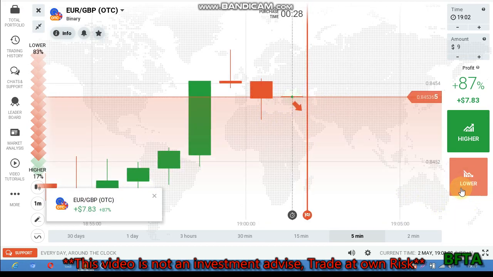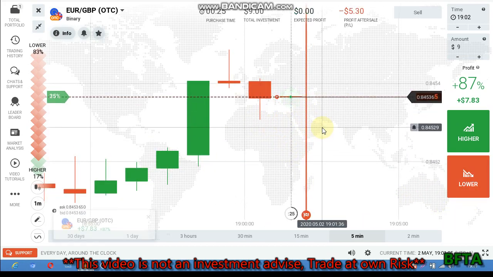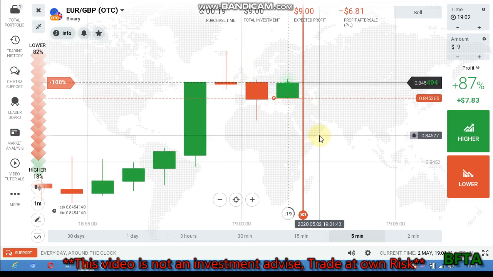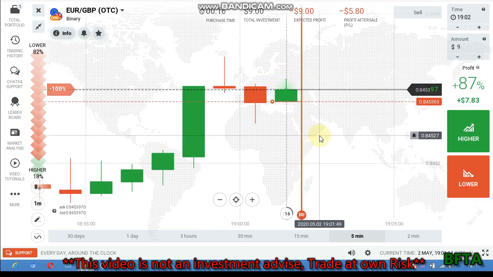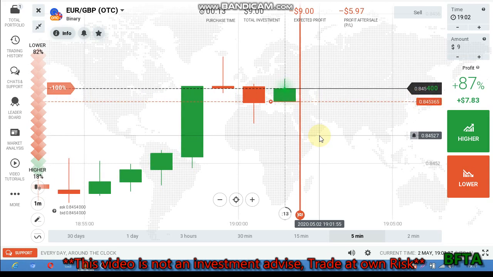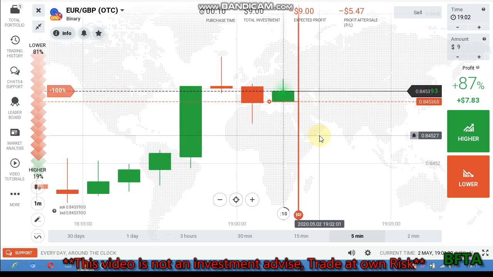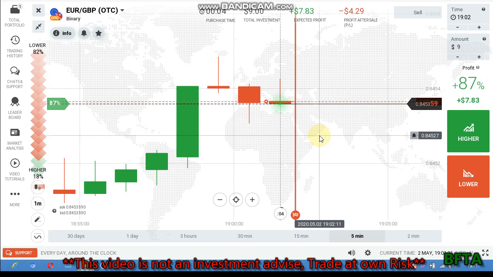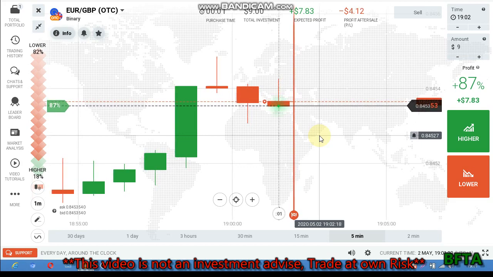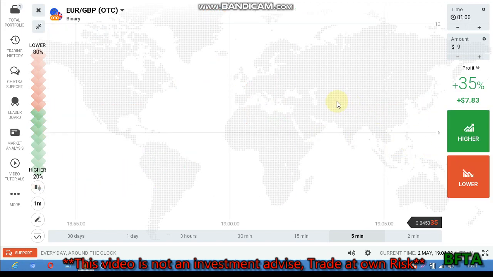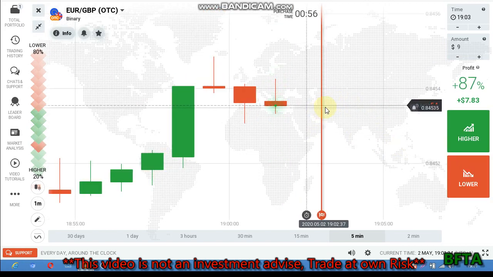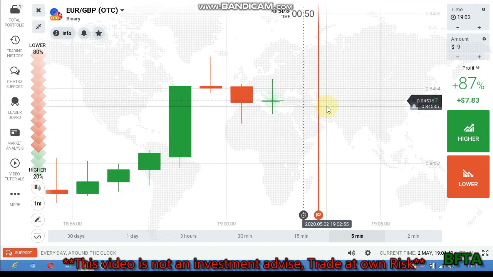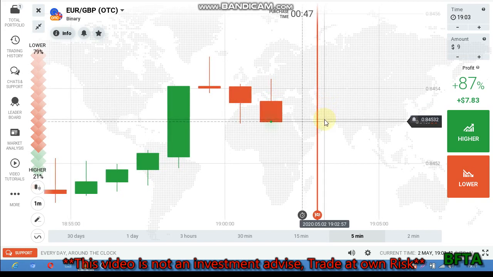A new low, I'm going to place a put option because of this new low. So sellers will enter again on the next candle. It will be rejected from this level. Strong sellers entry.